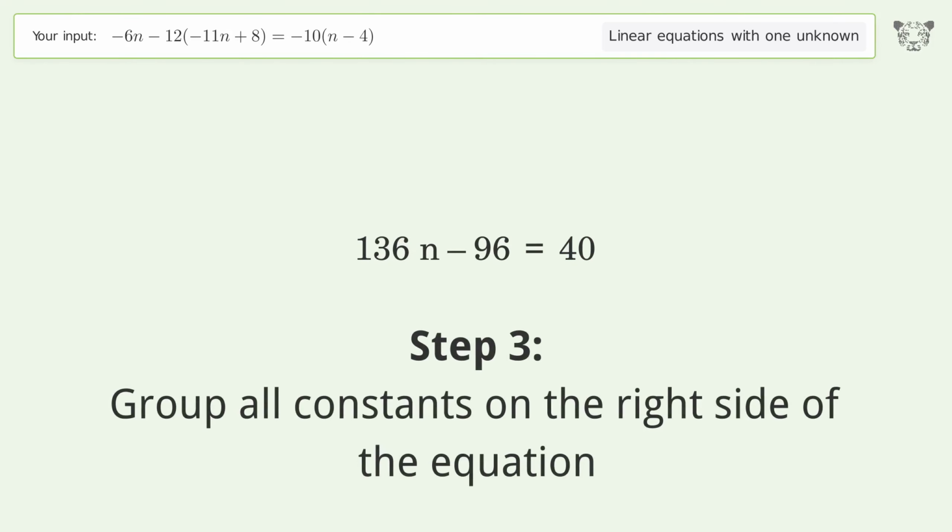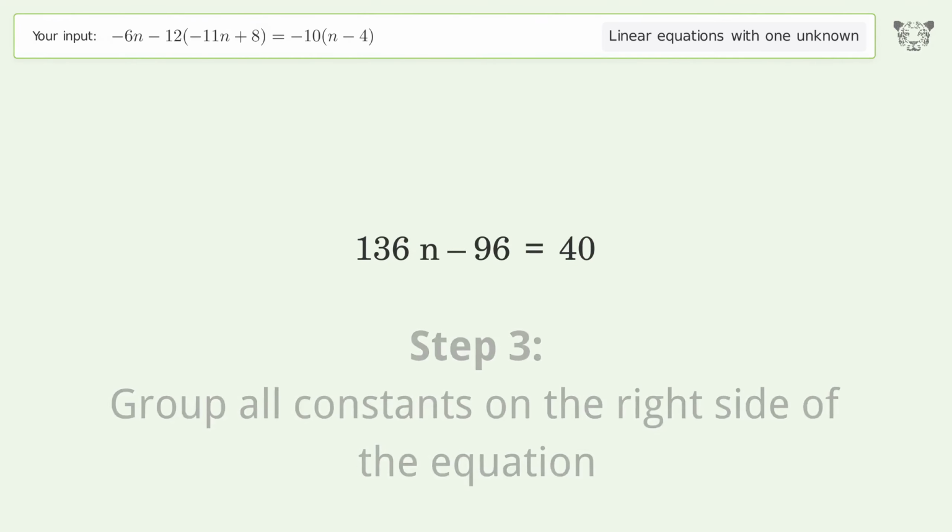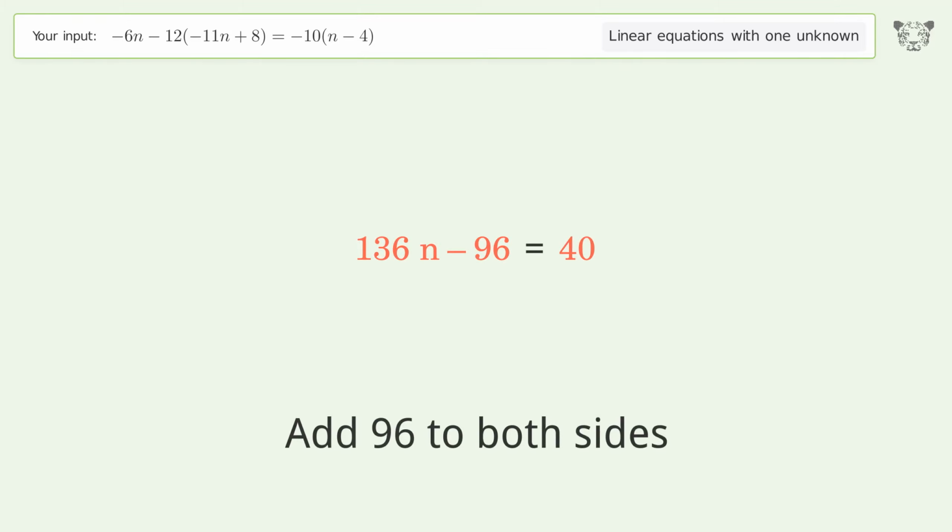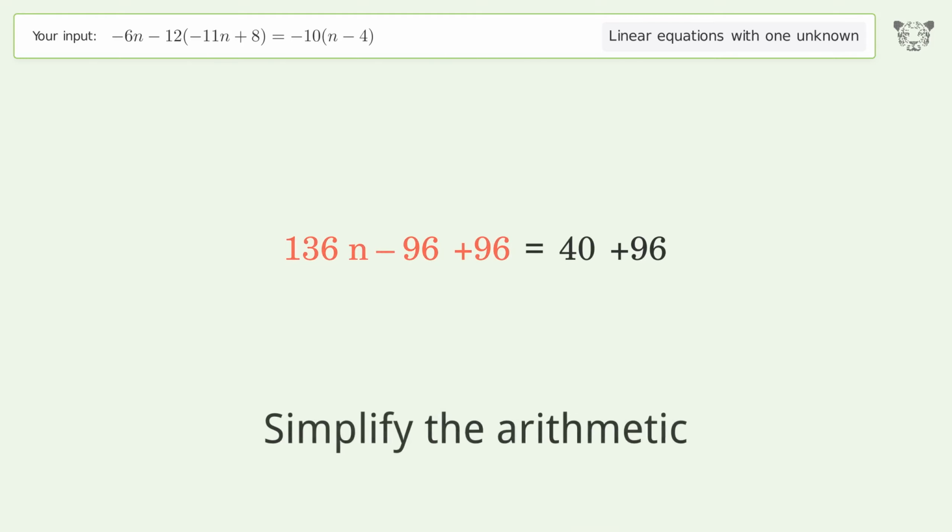Group all constants on the right side of the equation. Add 96 to both sides. Simplify the arithmetic.